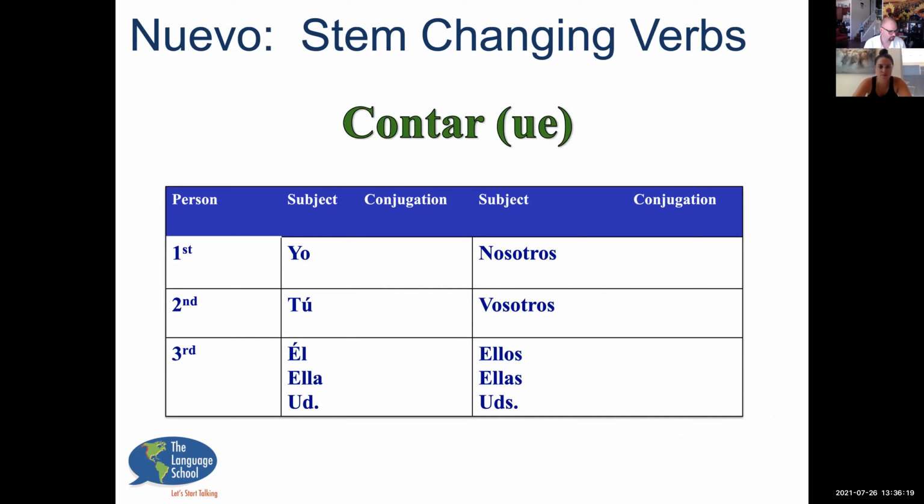Contar. Yo cuento. Tú cuentas. Él, ella, usted cuenta. Nosotros contamos. Ellos, ellas, ustedes cuentan. Yeah.